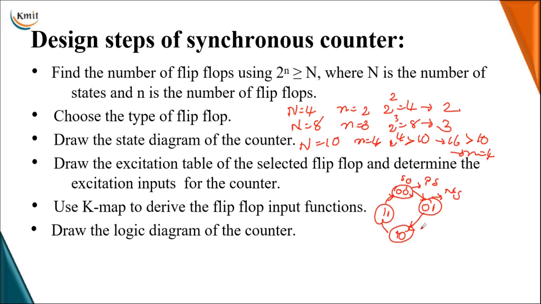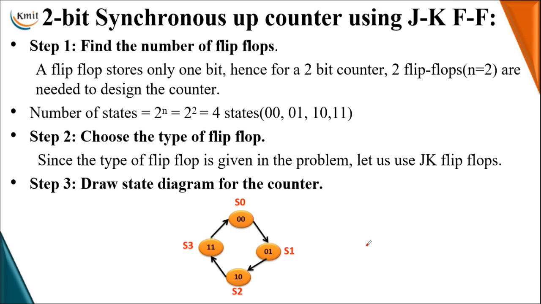Upon drawing the state diagram, we need to draw the excitation table. In that excitation table, you should have your present state and next state. In order to obtain the state transition from present state to next state, we need to find what excitation inputs are required. Upon finding each excitation input, we find the minimal expression of each, and then we draw the logic diagram. So these are the basic steps to be followed to design any synchronous counter.